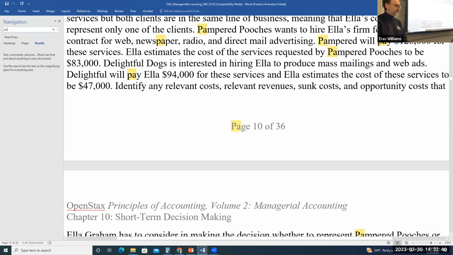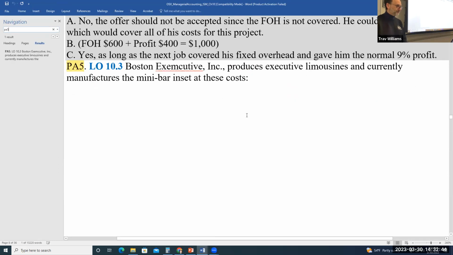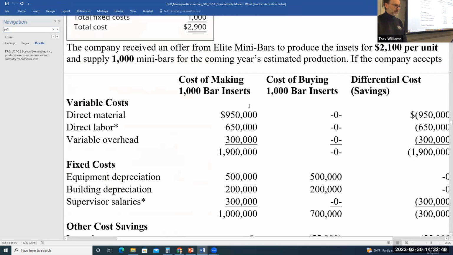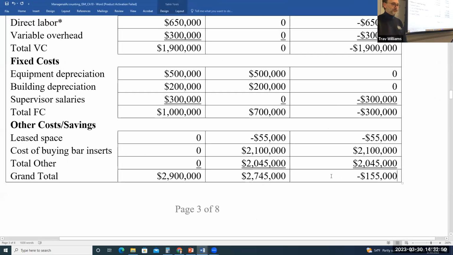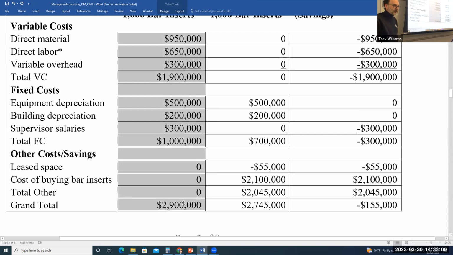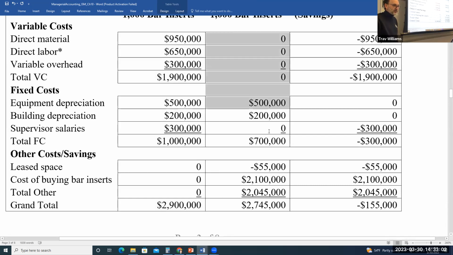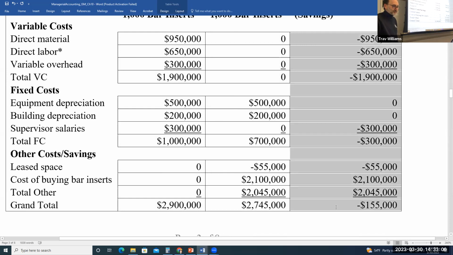Which problem was that? One. 5? Yeah. Yep, 155,000. Okay. So again, this is the cost if we make them ourselves. The middle is the cost if we purchase. And over here we have the difference.